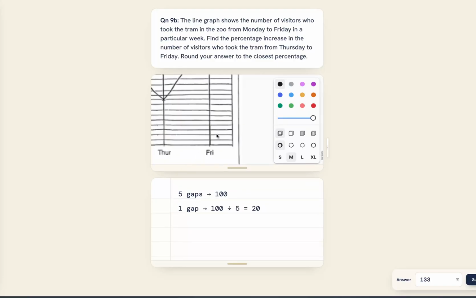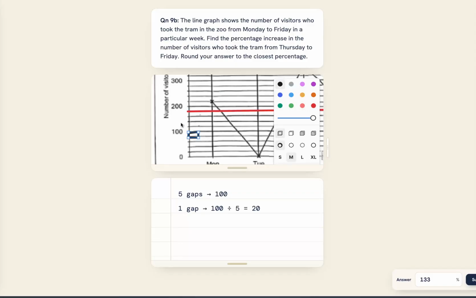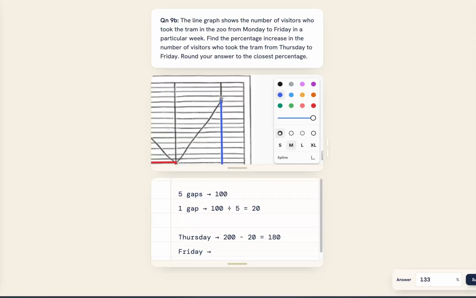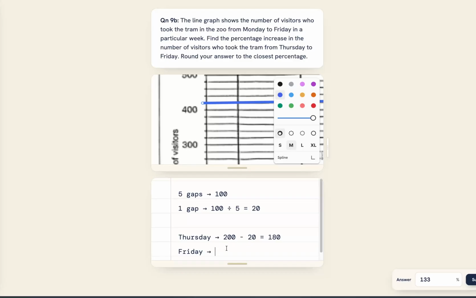So we want to know Thursday and Friday. So let's go to Thursday over here. I'll mark it down in red. So Thursday is just one space below 200. That means Thursday is 200 minus 20, 180. What about Friday? Friday in blue has a sharp increase, and this will give us 400 plus 1 gap. So 400 plus 20, 420.